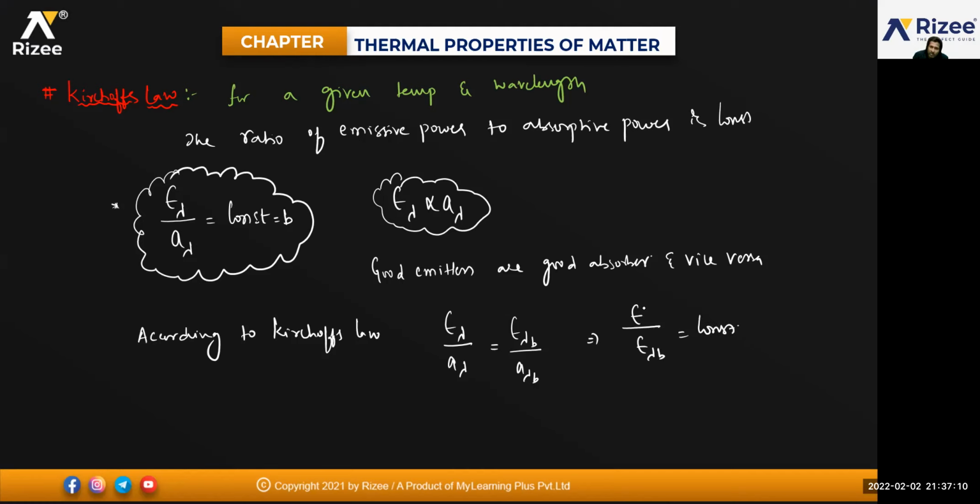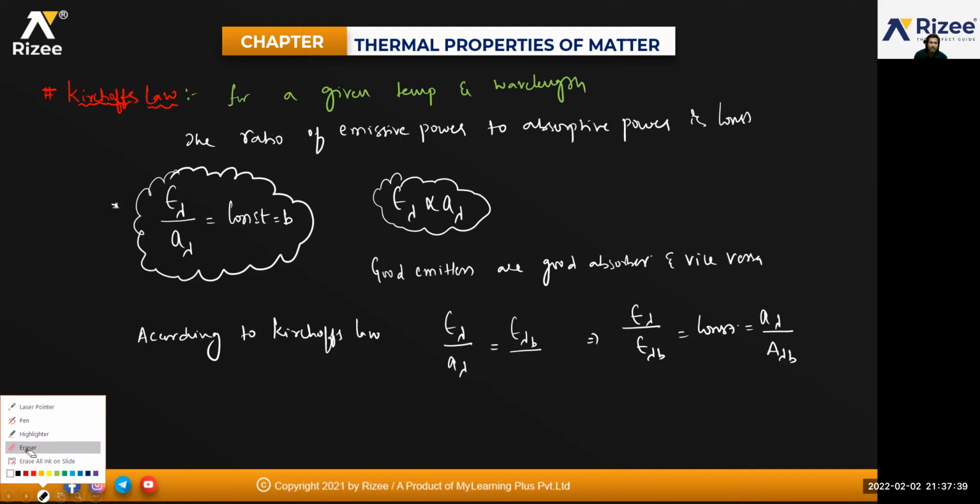So what is the difference between E and E lambda B, beta? Can anyone tell me? E lambda means at a given wavelength. E lambda B means at a given temperature. When you are increasing the temperature, whatever the ratio of your emittance is, that will remain constant, because that will be equal to A lambda divided by capital A lambda B. Or else you can take small a lambda B also, there is no problem. Let me write this one also as capital A.